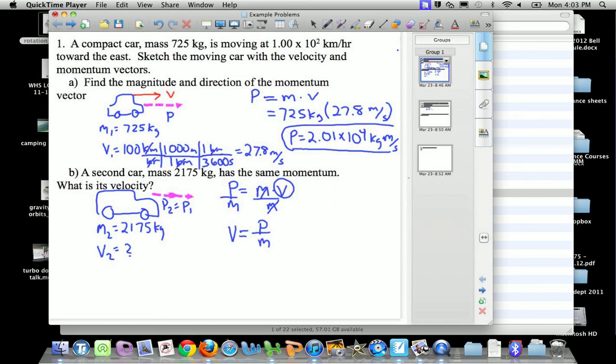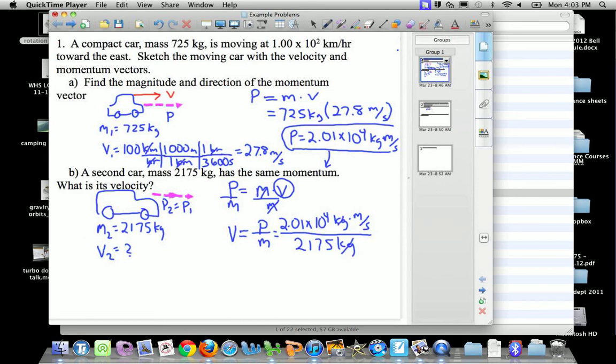So we're going to plug in the same number we got in part A, 2.01 times 10 to the fourth. We plug that in for p because they have the same momentum. 2.01 times 10 to the fourth kilogram meters per second. Divide that by the mass of the car, 2,175 kilograms.